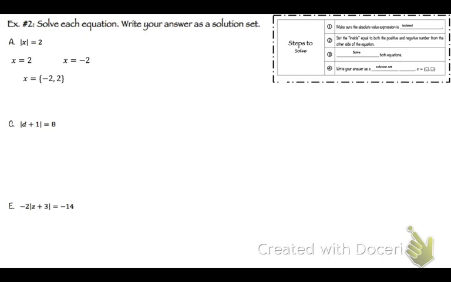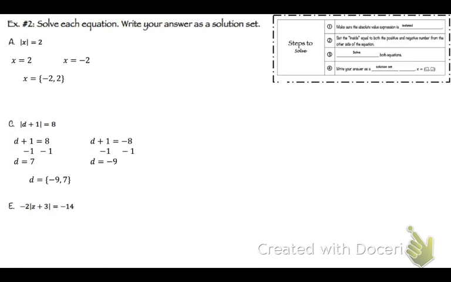Okay, let's look at example C. So first, we need to make sure it's isolated, which it is. The absolute value is isolated. It's by itself. So now I'm going to set the insides equal to the positive and to the negative. So I have d plus 1 equals 8, and d plus 1 equals -8. And then I solve. So I'm going to subtract 1 from both sides on both of these. When you subtract 1 from 8, you get 7. Subtract 1 from -8, you get -9. So then the answer ends up being d equals -9, 7.